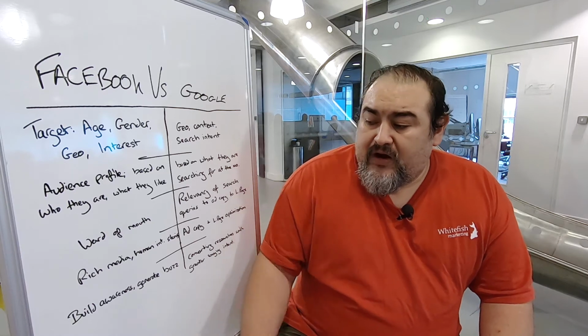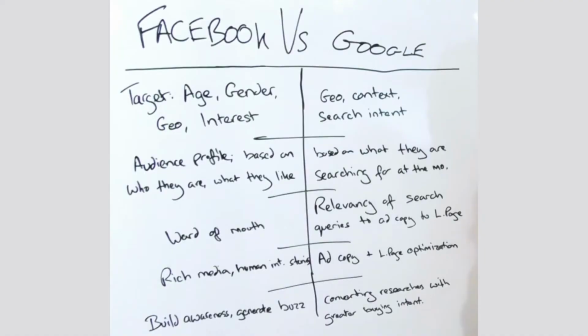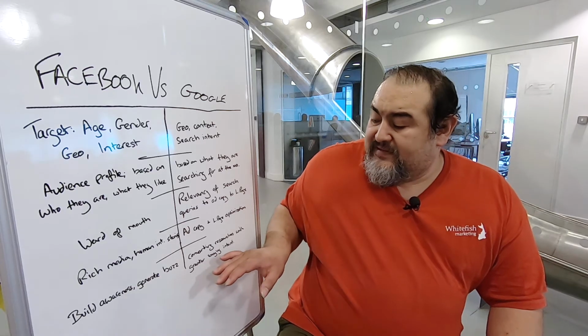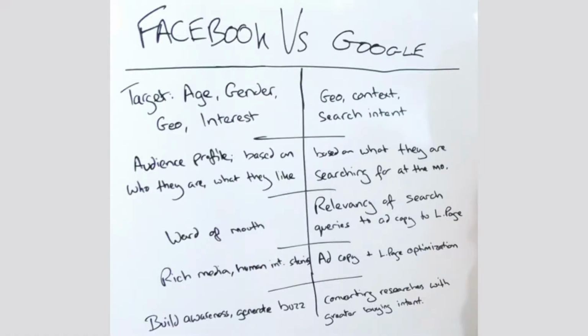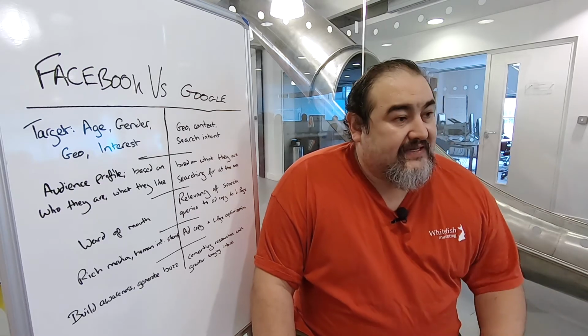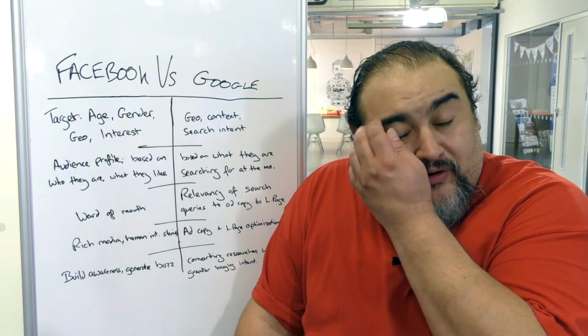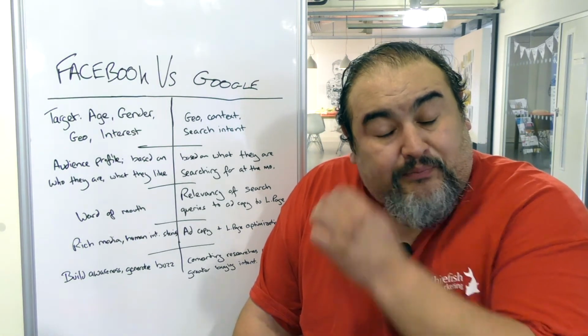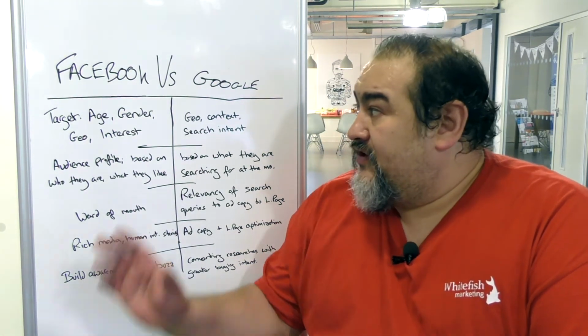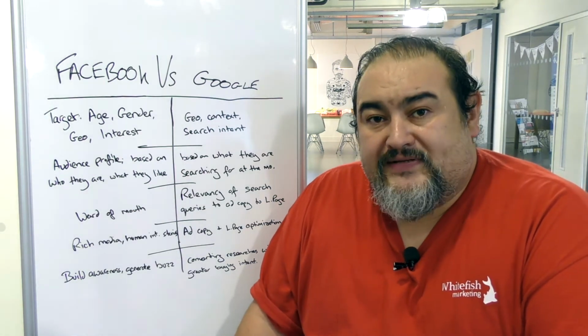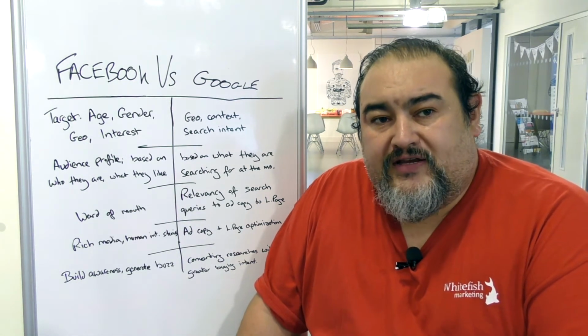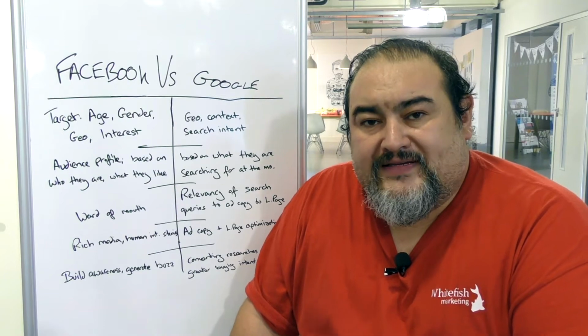Now, the purpose and the marketing goal in Facebook is about building awareness and about generating a buzz, whereas in Google, it's about converting researchers with a greater buying intent. Okay, it's really as simple as that. The two of them are very, very different. One of them is about building awareness and brand profiling. That's in your Facebook campaign, and in your Google PPC campaign, it's more about converting those who have intent.